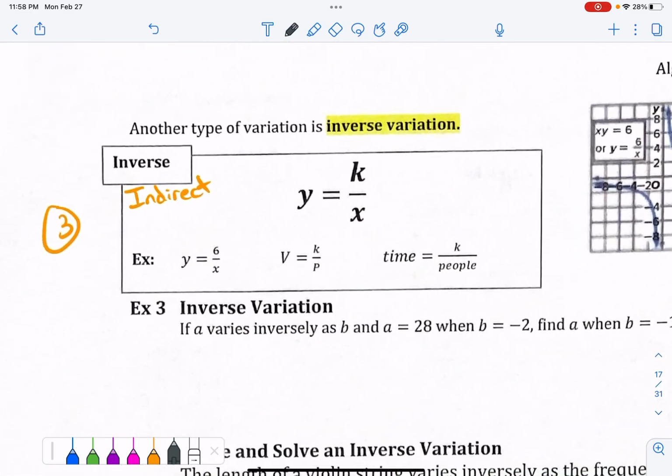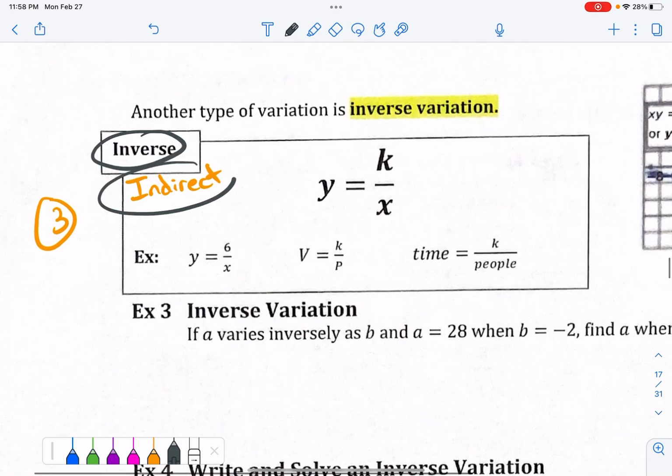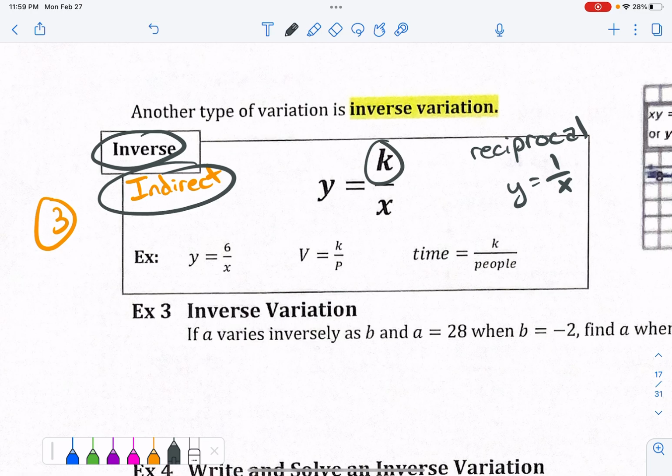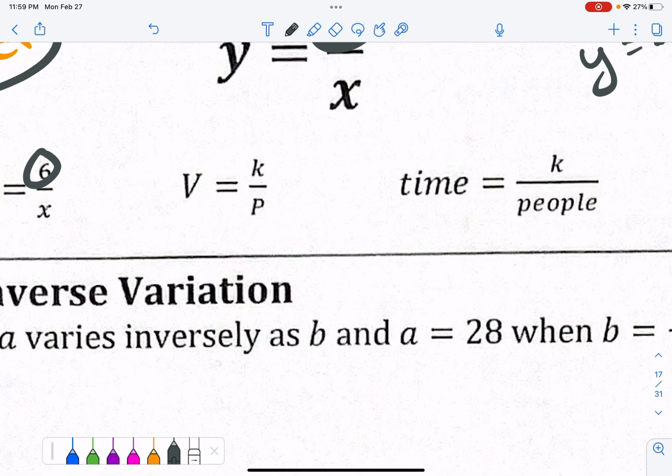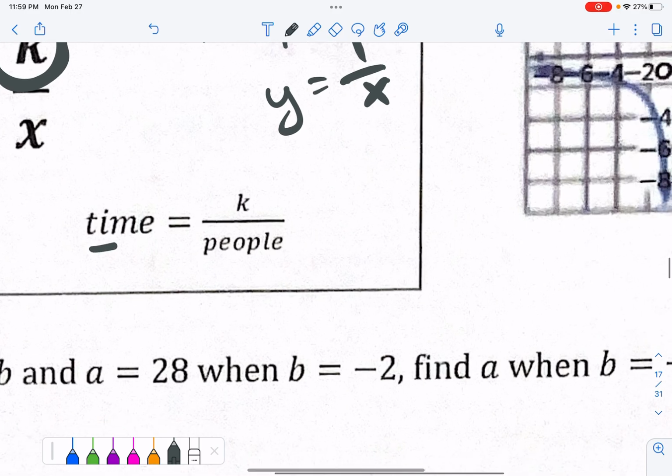This next one is called an inverse variation or direct variation. Yesterday, we actually learned what the graph of these look like, and this is the reciprocal. The reciprocal was y equals 1 over x, okay? So the only difference is that that number might not always be 1. It might be 6, like this one is here. Or like here they have volume equals temperature over pressure. That's an example of an inverse variation. Or the time that something takes is the amount of work we need divided by the number of people, okay?